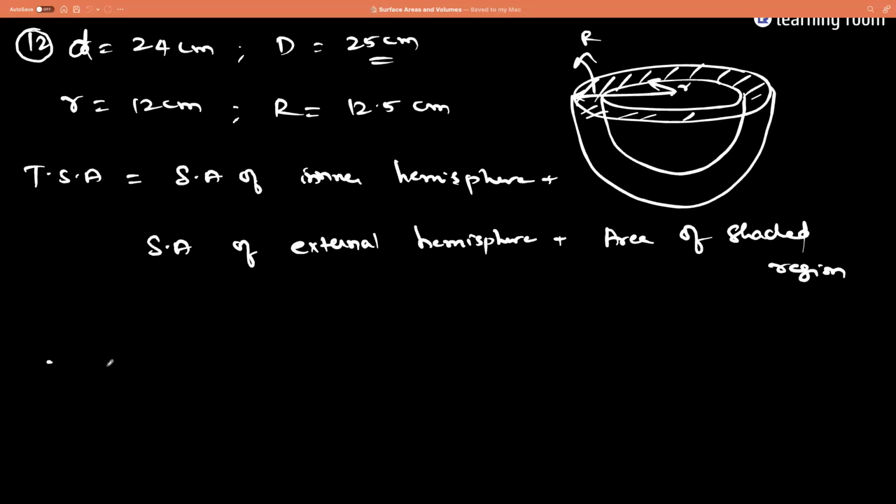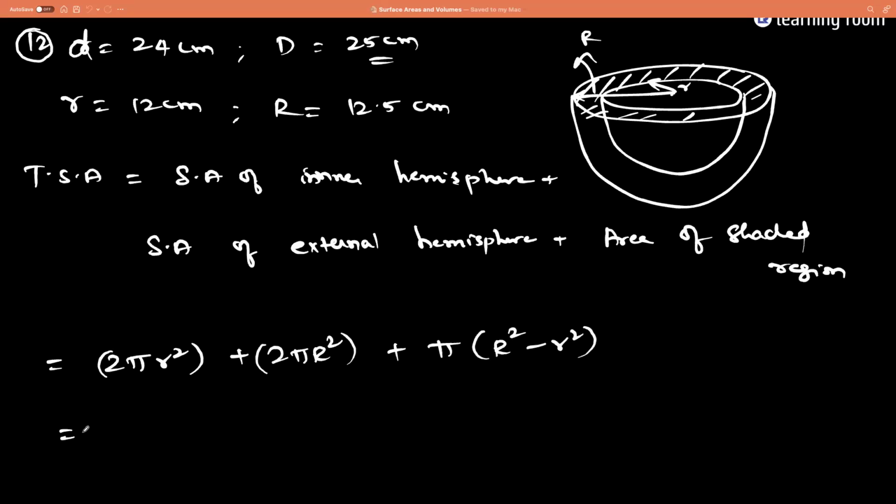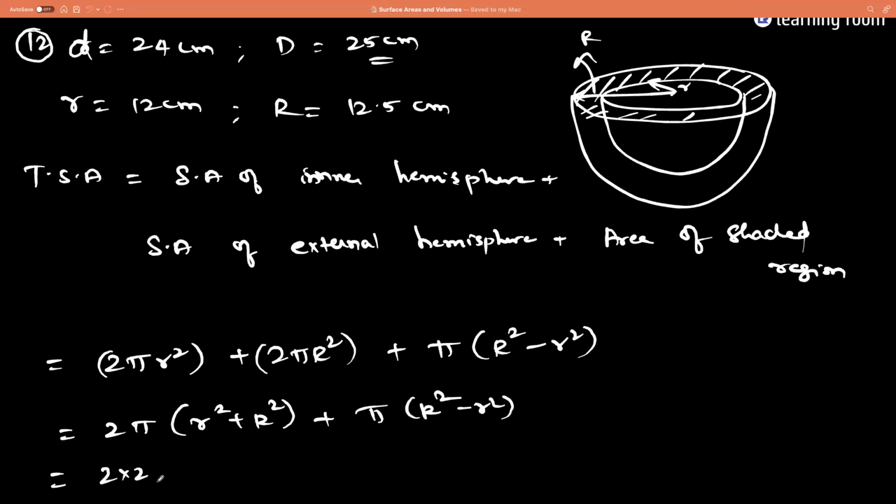Right. So what is going to be the surface area of inner hemisphere? It will be 2 pi r square plus surface area of external hemisphere will be 2 pi R square plus pi into capital R square minus small r square. So we can take this 2 pi into r square plus capital R square plus pi into R square minus r square. So it is 2 into 22 by 7 into small r square is 144 plus 12.5 square, plus 22 by 7 into 12.5 square minus 12 square.